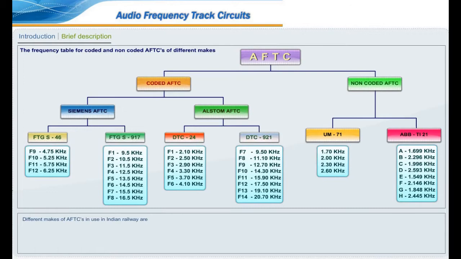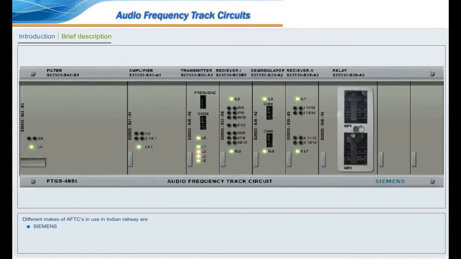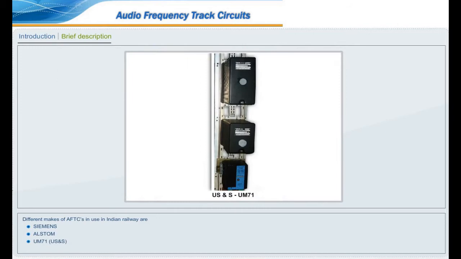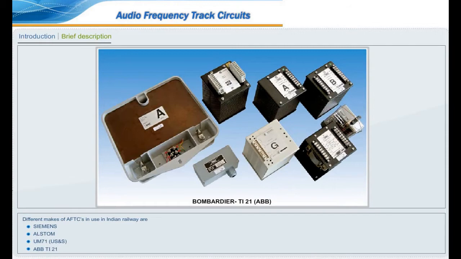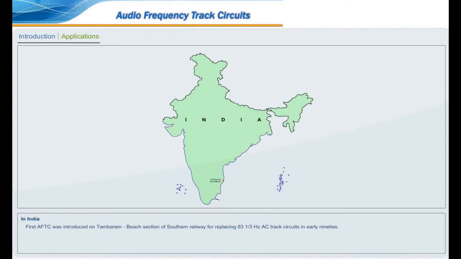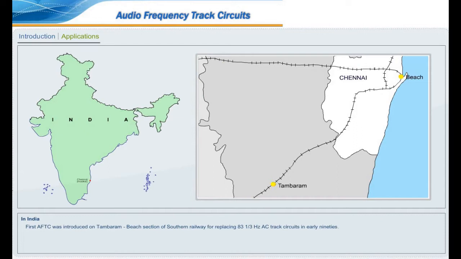Different makes of AFTCs in use in Indian Railway are Siemens, Alstom, UM71, US and S, ABB TI21. In India, the first AFTC was introduced on Tambaram Beach section of Southern Railway for replacing 83 and 1/3 Hertz AC track circuits in the early 90s.